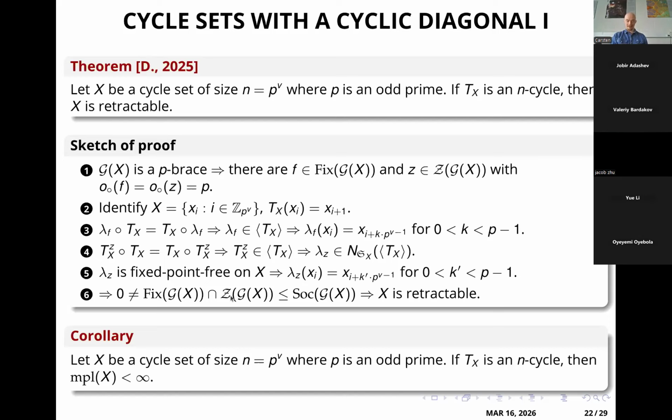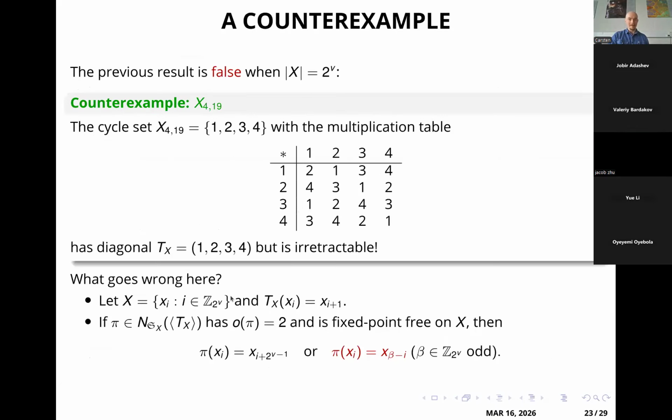And now the question is, well, what can we say if p is not odd? Well, then things get a bit more complicated. And in particular, the result as we have it now is actually false. Why? Because there's a very easy, a very small cycle set, namely this one. You have seen this before, which has this multiplication table. And this, in fact, has a cyclic diagonal, but it's irretractable.